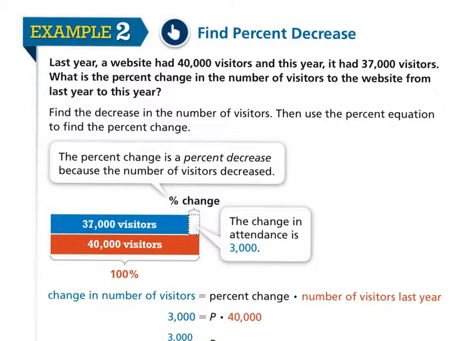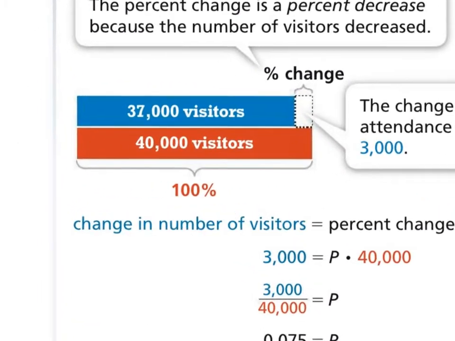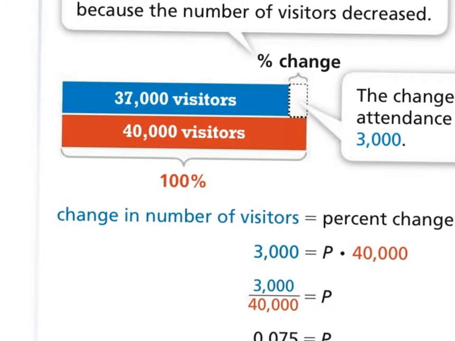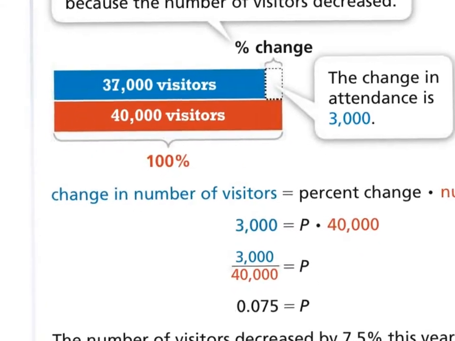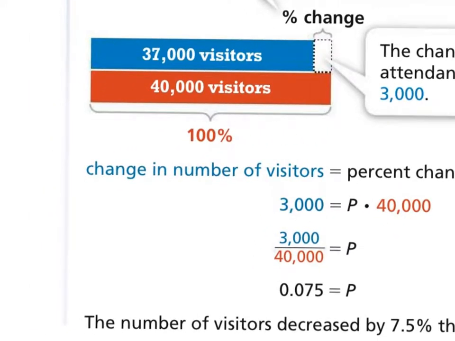So this time, this is what's called a percent decrease because the number of visitors actually went down, versus the last problem was a percent increase because the length of the crocodile went up. So in this case, we're looking at what that deficit is. You know, we went from 40,000 to 37,000. So again, you can follow what the book did if you want, or we can think of how much did it change compared to what it was originally.